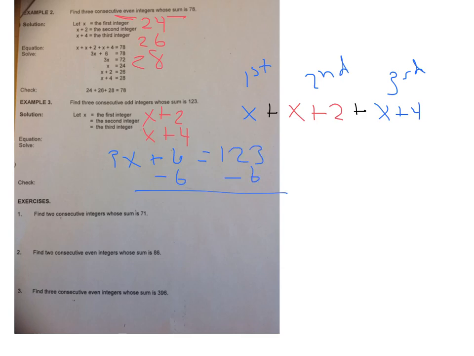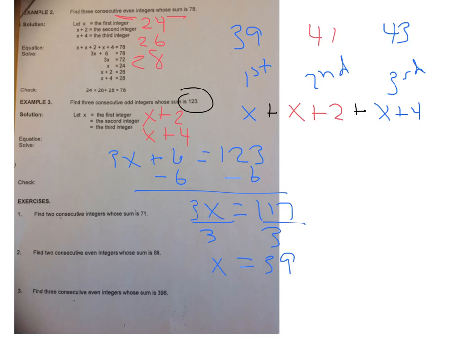Subtract 6 from both sides. 3x is 117. 7 plus 1 is 8, plus 1 is 9. 9 can be divided by 3, therefore we know we're on the right track. 117 divided by 3 is 39. So the first is 39, the second is 41, and the third is 43. And if you add all those up, you will end up getting 123.